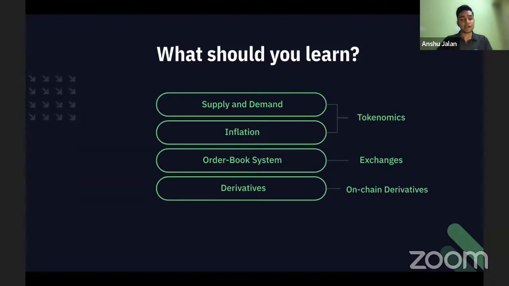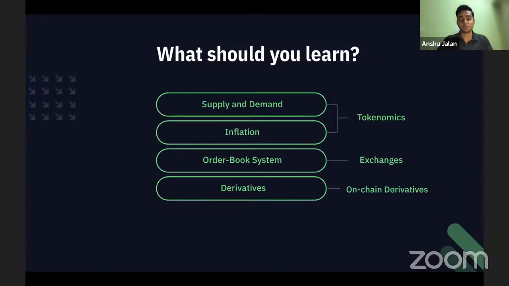Until I actually got a basic understanding of these 4 concepts, it was really difficult to understand what's going on with all these dApps out there. So the first 2, it's really elementary economics. You need to have a basic idea of supply, demand, and inflation. As you might know, most of the dApps actually have tokenomics involved with it. There is some kind of a token in play. And to understand tokenomics, you must have a basic understanding of supply, demand, and inflation.